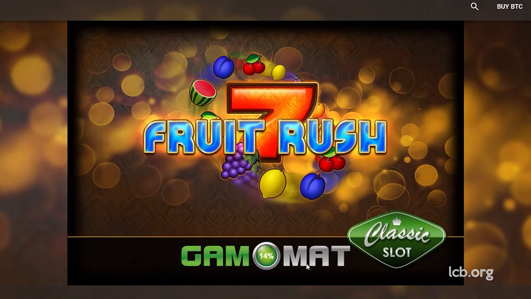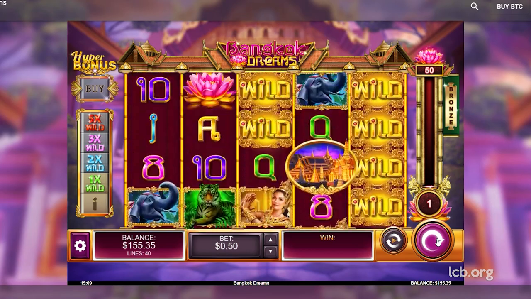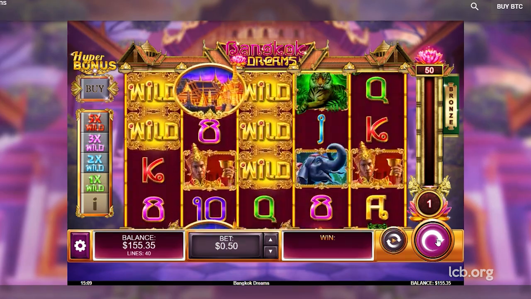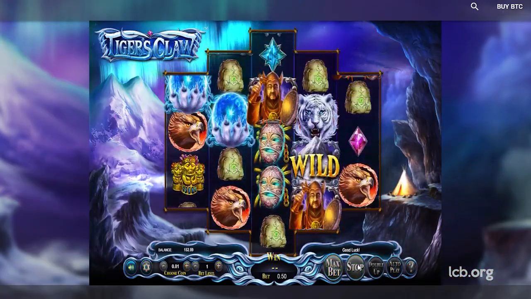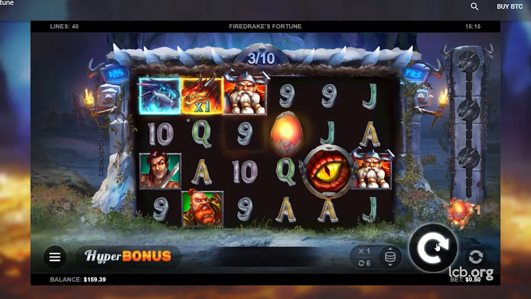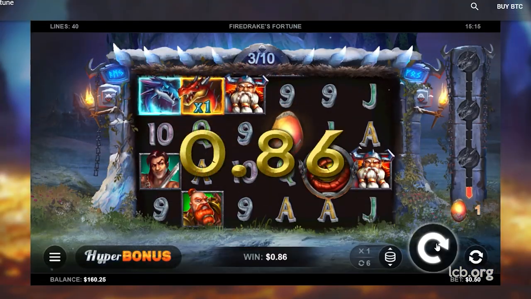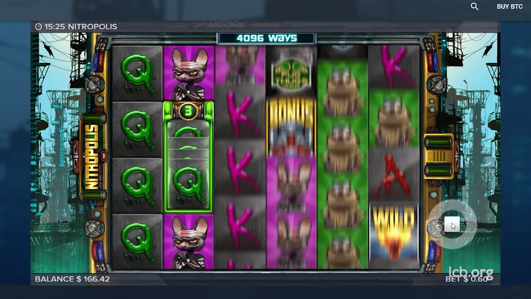After that, she proceeded to Fruit Rush by Gameomat, then Bangkok Dreams by Kalamba Games. Tiger's Claw by Betsoft. Fire Drake's Fortune by Kalamba Games. Nitropolis by ELK Studios and Bottle Wishes by Nucleus Gaming.